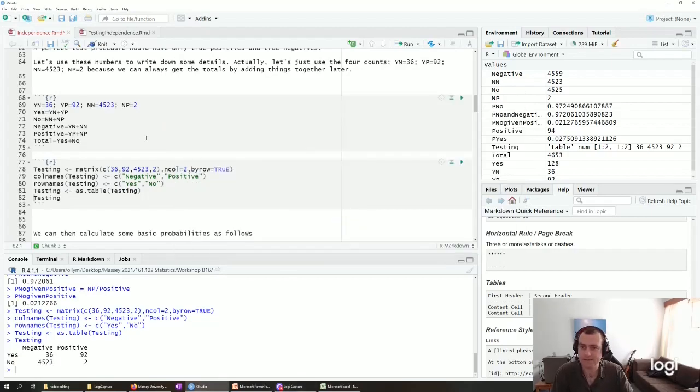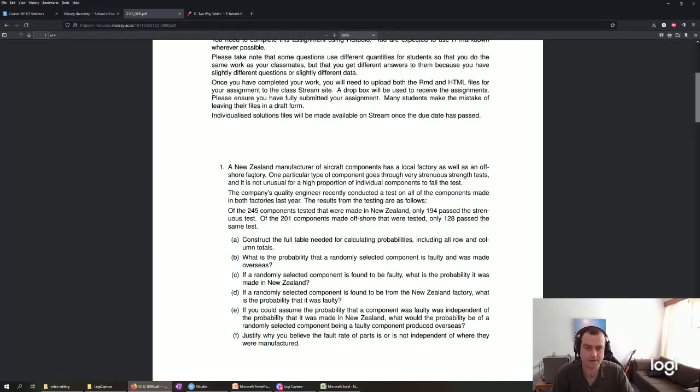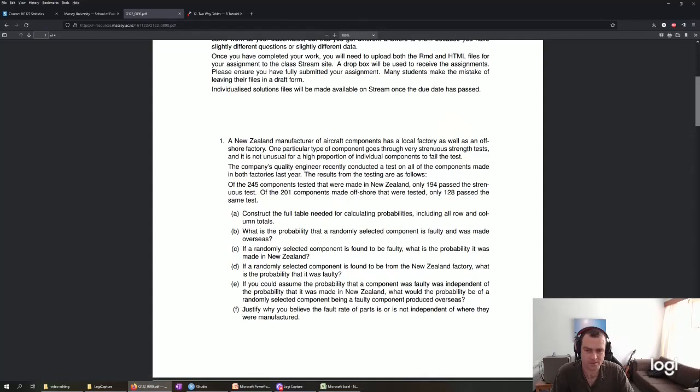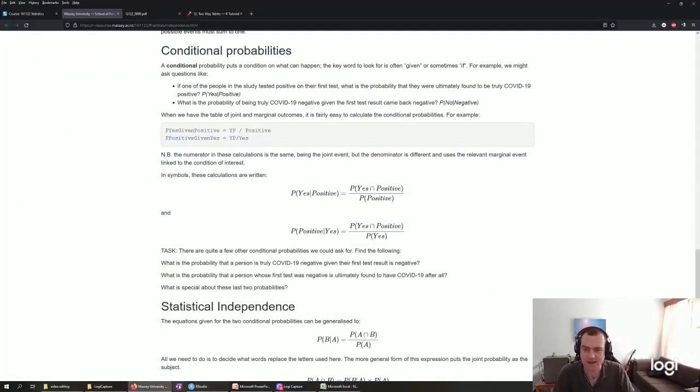Alright, the next little section we would want to do is a test of independence. Now, in the assignment, the question is worded: justify why you believe the fault rate of parts is or is not independent of where they were manufactured. I think that wording is deliberately not formal, not saying perform a hypothesis test. So I believe that probably just talking about what we saw on the tables, comparing the expected counts to the observed counts, would probably be sufficient to justify beyond reasonable doubt that these things are or are not independent.